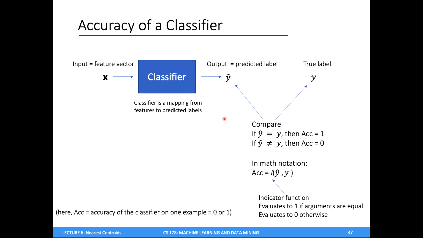In terms of a little bit more formal notation here, this accuracy is really a function that I'll call I, which is an indicator function. The indicator function takes in y hat, a predicted label, and y, a true label, and it returns 1 if the arguments are equal, so the model makes a correct prediction, and it returns 0 if the model makes an incorrect prediction. Okay, so this is how we evaluate the accuracy of a classifier on an individual data point.